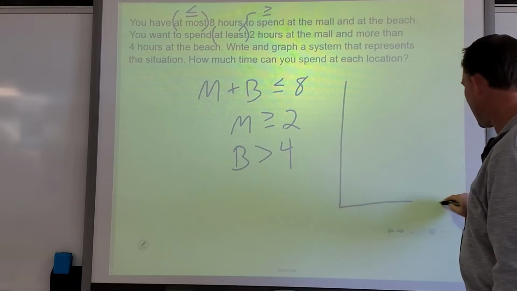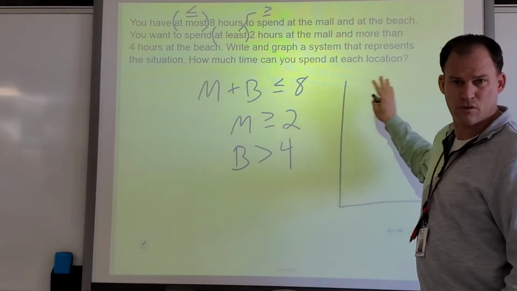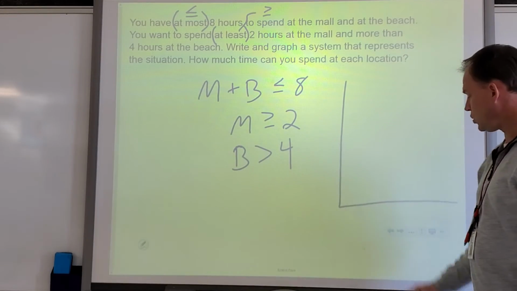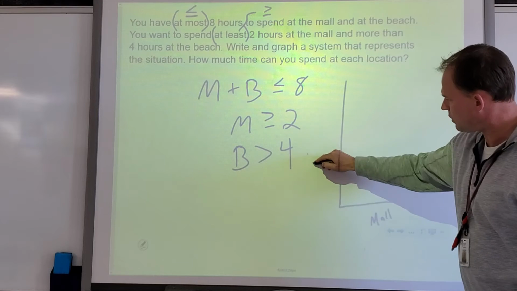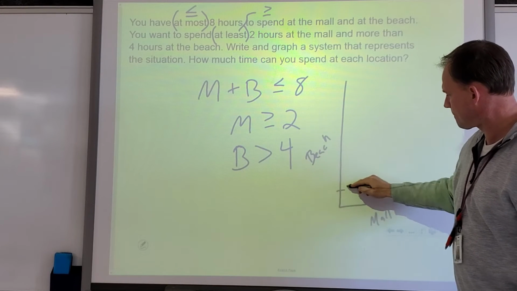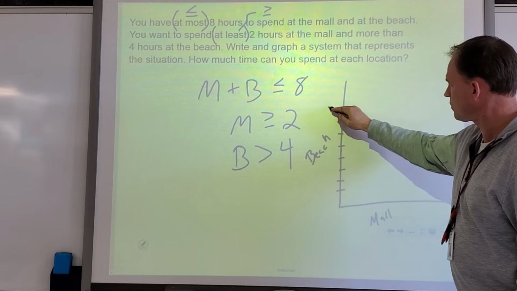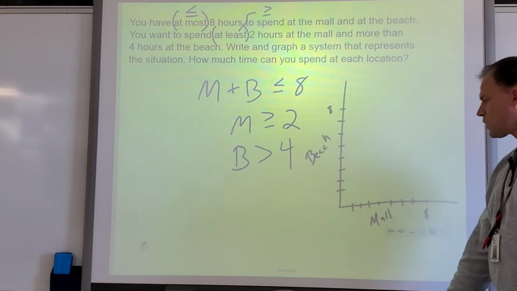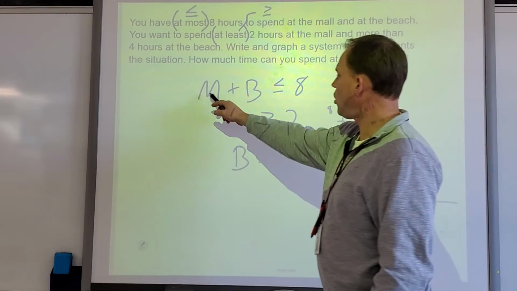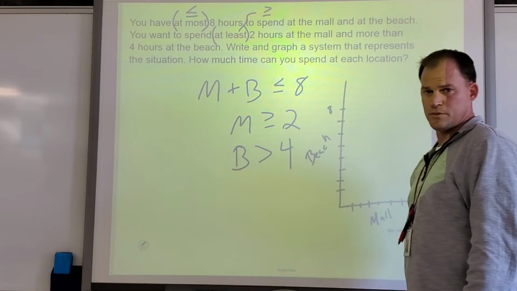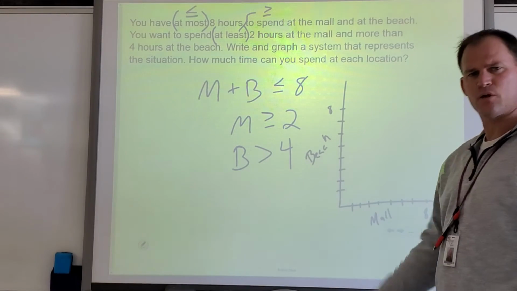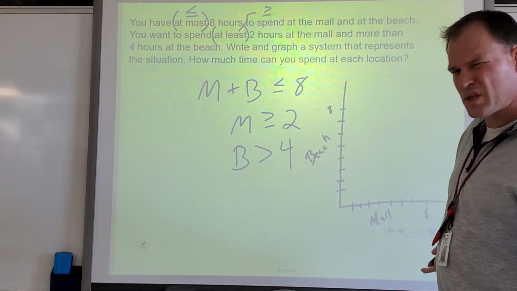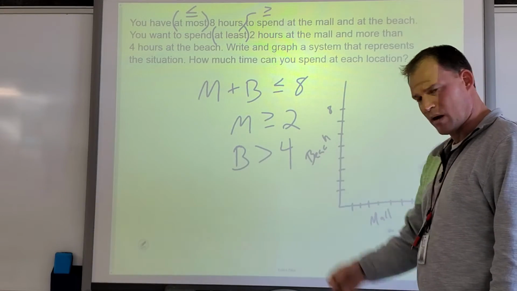Since we're dealing with time, I know I only need the upper quadrant, right? Because everything's going to be positive up here. I can pick whichever axis I want to use. I'm going to call this mall, this beach. So, mall plus beach is less than or equal to 8. Now, how can I graph that? Well, I could get it in slope-intercept form, but I don't know which one's y and which one's x, right? It's kind of hard to figure out.